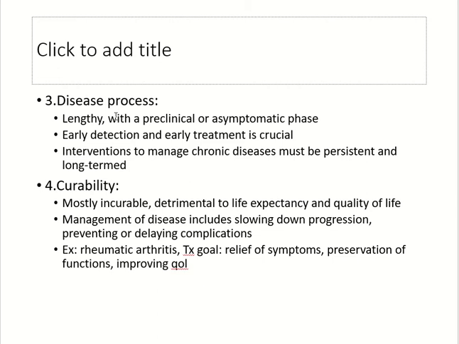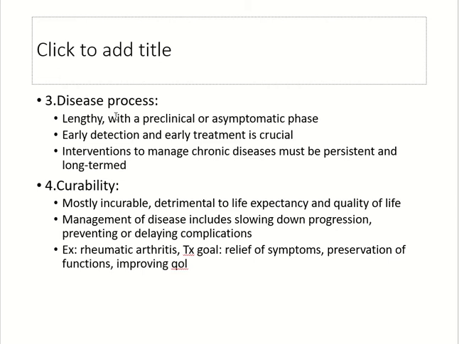And when we talked about disease prevention, we talked about primary, secondary, and tertiary prevention. So these concepts apply as well. Interventions to manage chronic disease must be persistent and long term. So it's not that you come, you get an antibiotic, and it's done. It's long term, and you already know all of this. But because of the nature of chronic diseases, the methodological tools used in chronic disease epidemiology will be different as well. As for curability, for most people it's incurable and detrimental to life expectancy and quality of life.